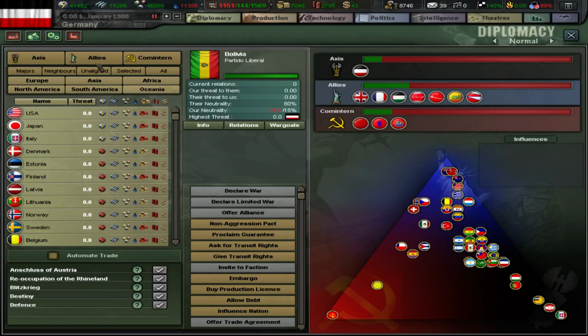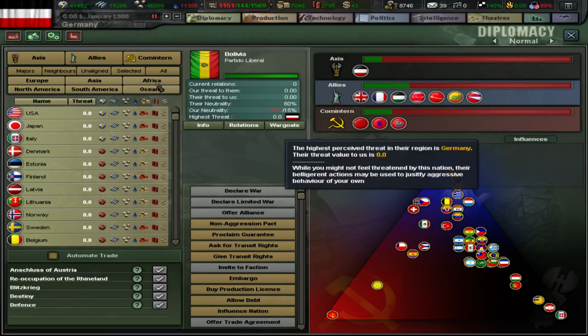Actually, before we even get into this, we're actually going to look at this real quick. So this right here is kind of what I like to say, one of the more important things right here. So right now they're telling us we have zero relations with these guys. Our threat to them is zero. Their threat to us is zero. Basically, we don't threaten them, and they don't threaten us. Their neutrality is 80%. Our neutrality is 31 in comparison to 15. And right now, the threat is zero, because they're on the other side of the world, so who gives a shit, right?